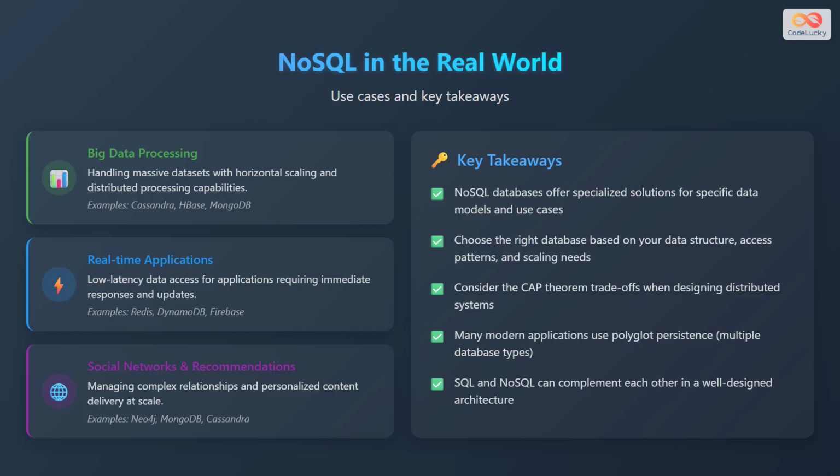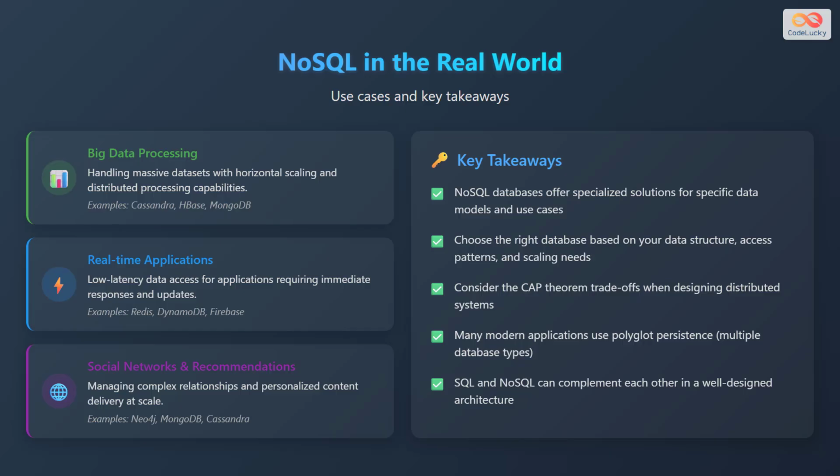Let's see how NoSQL databases are used in the real world and discuss some key takeaways. NoSQL databases are used in big data processing to handle massive datasets with horizontal scaling and distributed processing capabilities. Examples of databases used are Cassandra, HBase, and MongoDB.